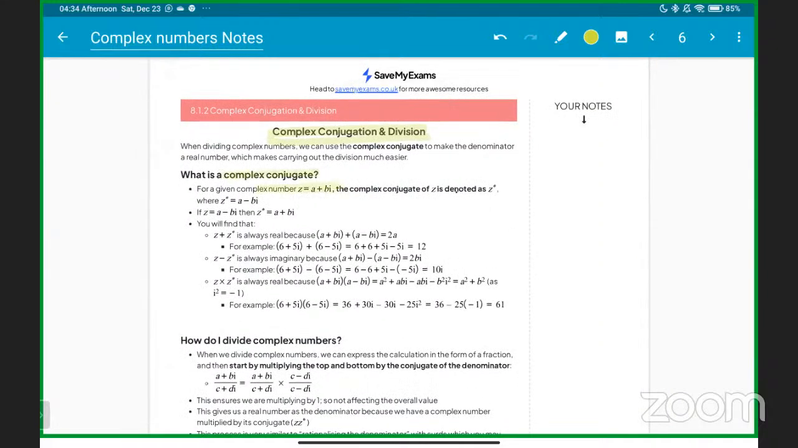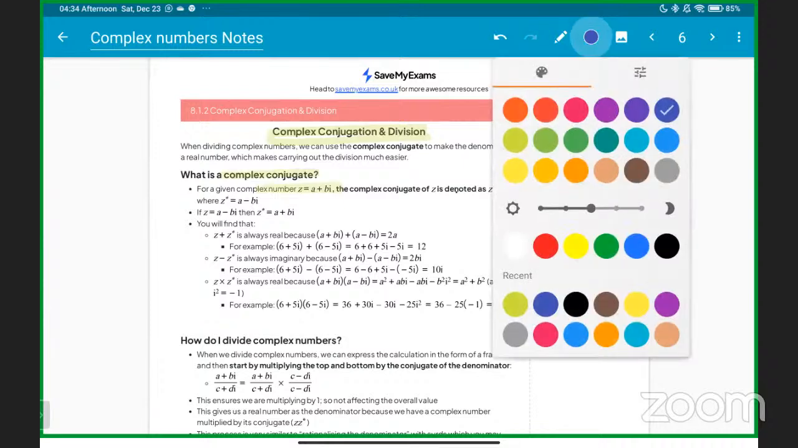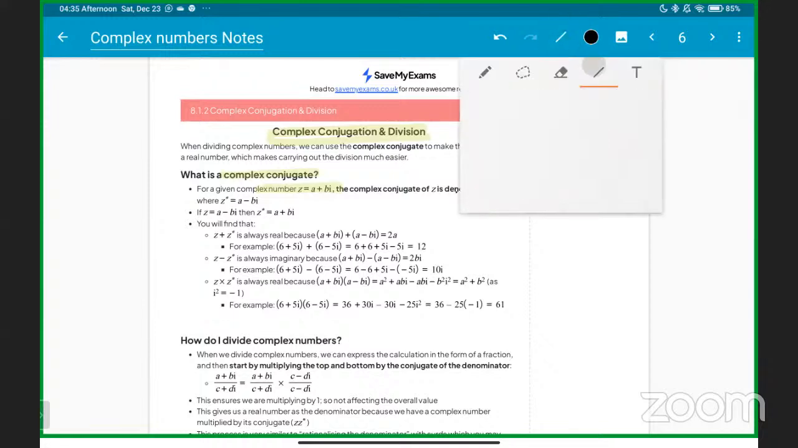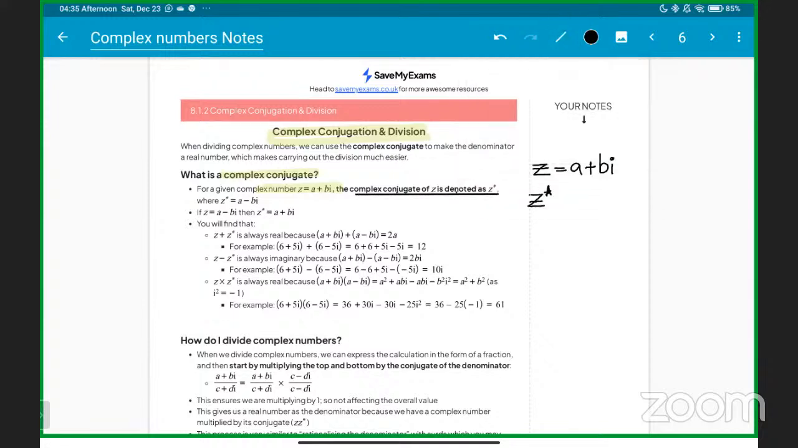For a given complex number, follow very carefully. If you have a complex number that is z equals a plus bi, okay? So the conjugate, that is z star, will be a minus bi. Complex conjugate is denoted by z star. Everyone got it? a minus bi. So if it is a minus bi, the complex conjugate will be a plus bi. And a plus bi and a minus bi are conjugates, okay?